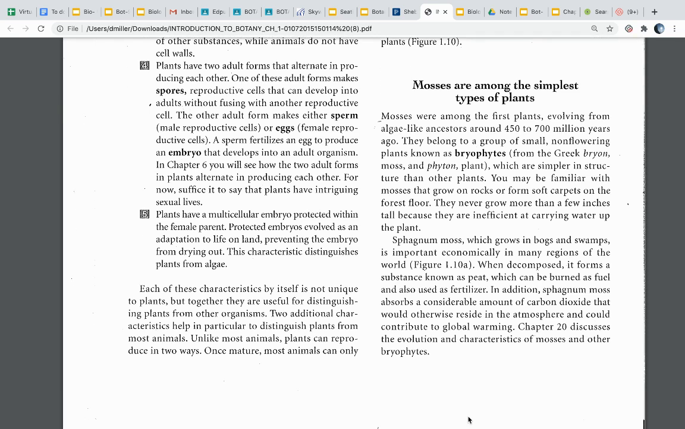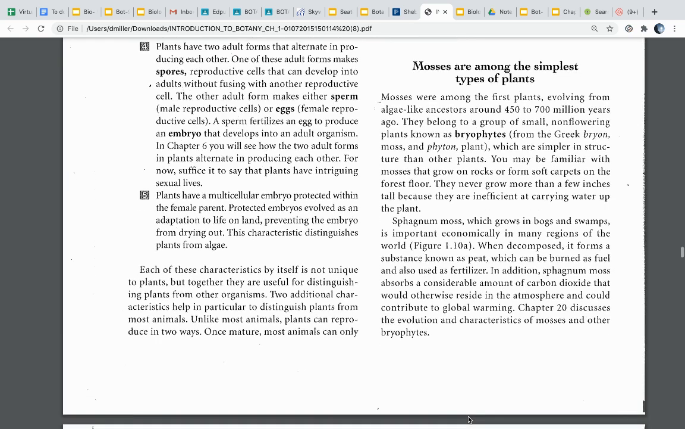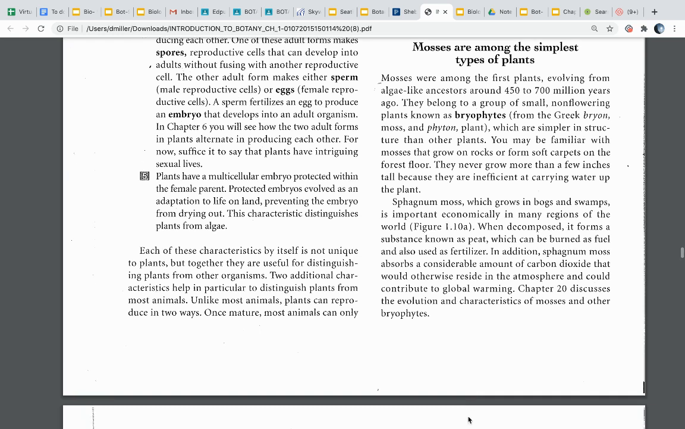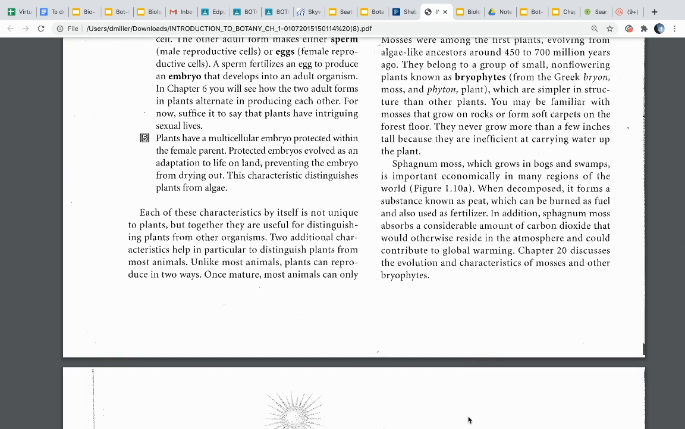Number 5. Plants have a multicellular embryo, protected within the female parent. Protected embryos evolved as an adaptation to life on land, preventing the embryo from drying out. This characteristic distinguishes plants from algae. Each of these characteristics by itself is not unique to plants, but together they are useful for distinguishing plants from other organisms.